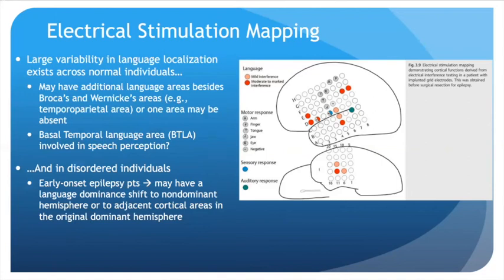Large variability in language localization does exist across normal individuals. Many individuals have additional language areas besides Broca's and Wernicke's areas. For example, the temporoparietal area is an area involved in language, or one area may be absent in a person. Also, the basal temporal language area might be involved in speech perception. And in disordered individuals, early onset epilepsy patients might have a language dominance shift to the non-dominant hemisphere or to adjacent cortical areas in the original dominant hemisphere, which is quite interesting.